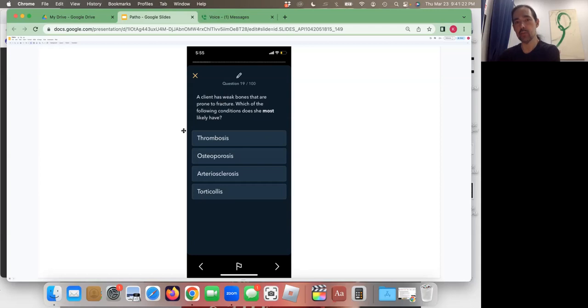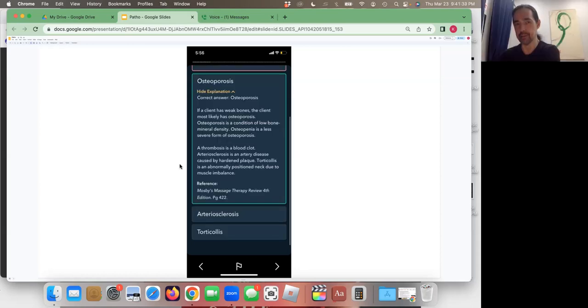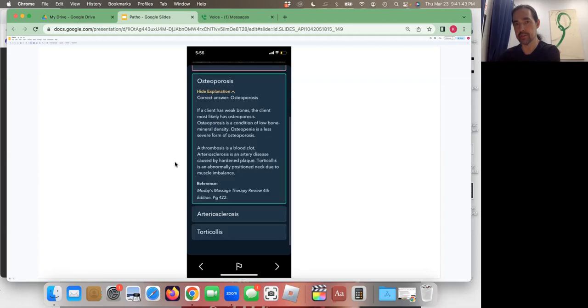A client has weak bones that are prone to fracture. Which of the following conditions does she most likely have? Thrombosis, osteoporosis, arteriosclerosis, torticollis. Osteoporosis. Right. This one also is a good opportunity to learn four conditions because there's an explanation here.